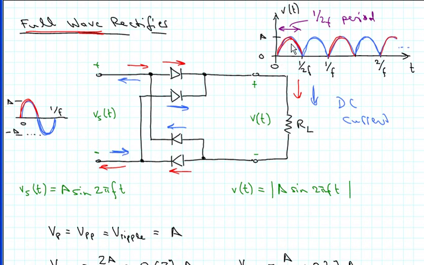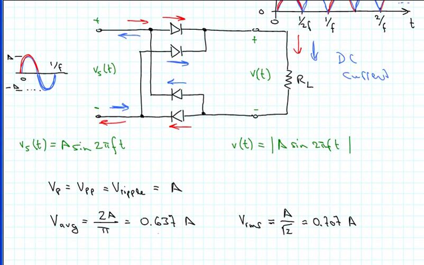Looking at the peak voltage, it's easy to see that the peak voltage is equal to A, and it's the same as the peak-to-peak voltage, as in the case of the half-wave rectifier. So that's shown here. That's also equal to the ripple voltage. The average voltage is now twice as much as it was for the half-wave rectifier because we use both the positive half-wave and the negative half-wave at the input. So that's 0.637 times A. And the RMS voltage is also going to be larger. It is now A over square root of 2, which is approximately 0.707 times A.